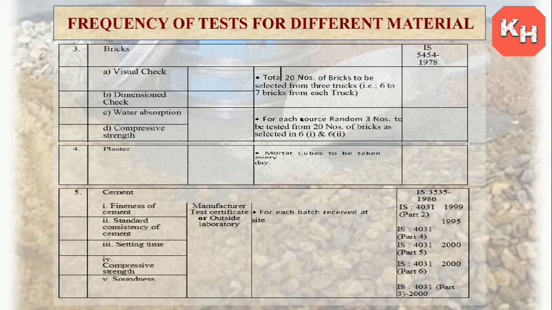For cement, the tests are fineness, standard consistency, setting time, compressive strength and soundness test. A manufacturer's test certificate or laboratory report is required, and for each batch received at site, we need to do the fineness, standard consistency, setting time, compressive strength and soundness tests. Every batch we receive at site, when we receive cement as 200 bags, 400 bags, 500 bags, whatever, or in bulk also.